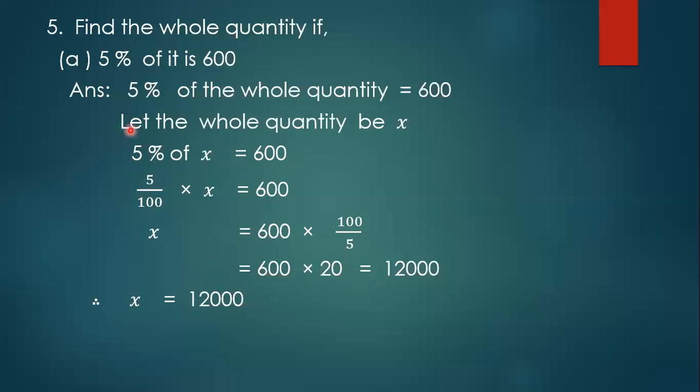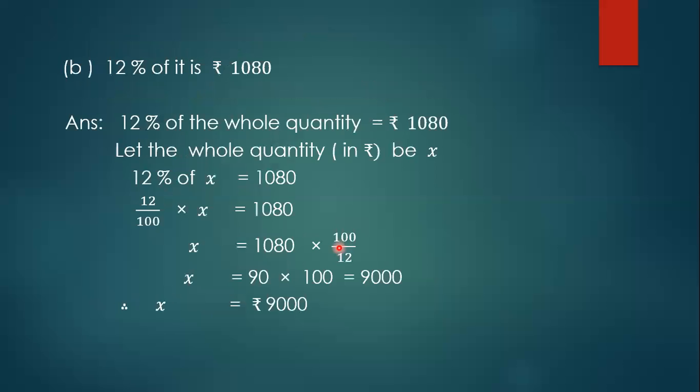This step I am explaining one more time. 5% of x is 600. 5% we will write as a fraction. 5% can be written as 5 upon 100 into x. Now we will find out the value of x. x is equal to 600 multiplied by the reciprocal or the inverse. So 600 multiplied by 100 upon 5. Okay. We will see 2-3 more questions, then it will be very clear to you.